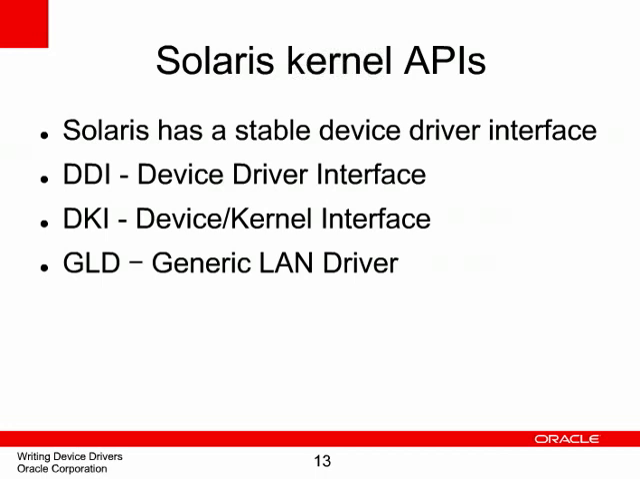There's also a helper driver interface, GLD, the generic LAN driver. I'm not specifically going to talk about GLD today. It's currently version 3. It's a set of convenience functions and utilities. It sits on top of DDI/DKI, and it greatly simplifies developing a network device driver.